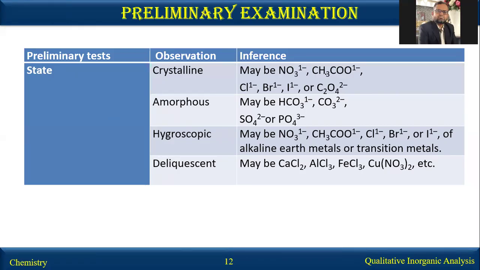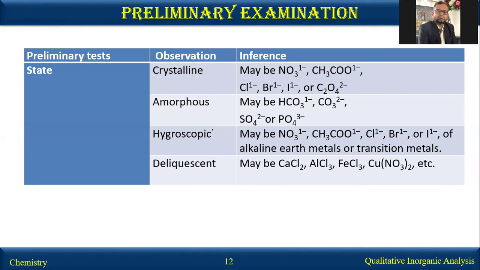then it may be nitrate, acetate, chloride, bromide, iodide, or oxalate. If it is amorphous, then it could be sulfate, phosphate, bicarbonate. That is also called hydrogen carbonate, or a carbonate-containing salt.